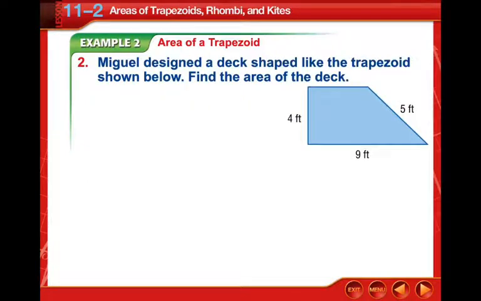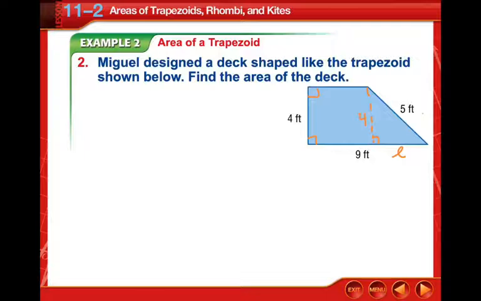So our next one is a deck that this guy's designing. So we have a few things we have to deal with here. We're missing one of our bases. We have the height, because it doesn't tell us this, but we can assume they are right angles in these. So what we're going to do is drop our height down where it would be here. And we have a right triangle here that's got a 4 height and the 5 hypotenuse. We need to find what this other length is so we can subtract it from the 9 and find what our other base is. So we're just going to call this L.